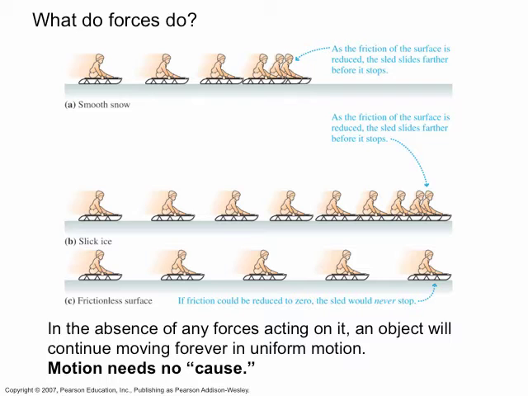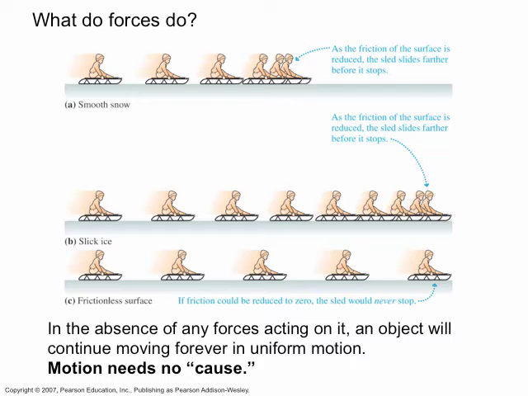So what do forces do? Well, from the illustration in your textbook here, if a force is against the motion, it slows something down, such as the snow or a rough surface pushing against the sled slows it down. The smoother the surface, the less the push, the less it slows it down, as we see in the middle picture. If the surface is so smooth that there's hardly any push against the motion, the object remains in uniform motion. It doesn't slow down.